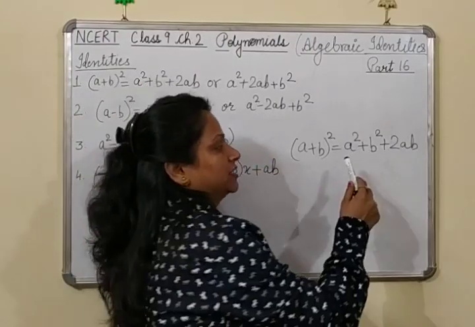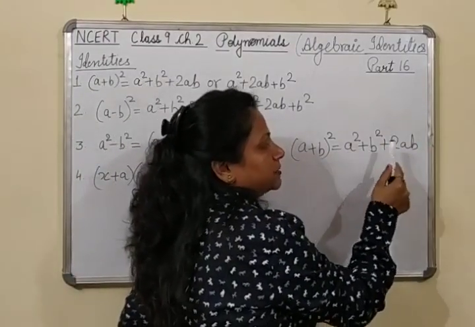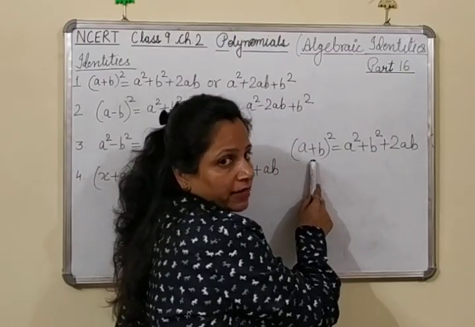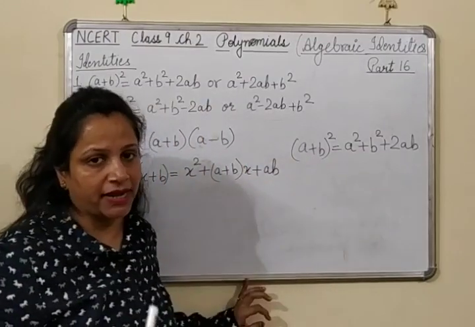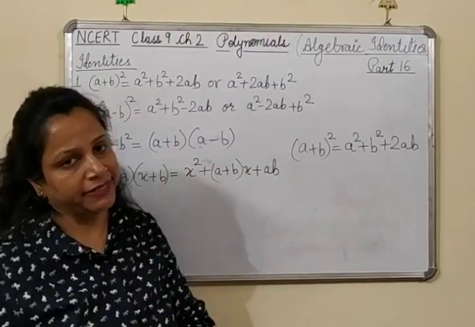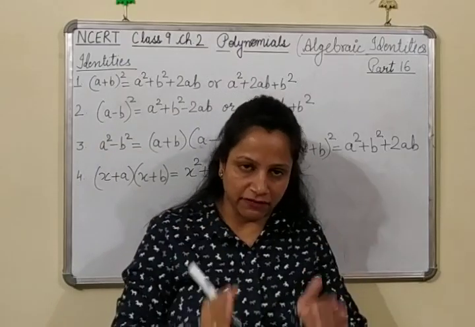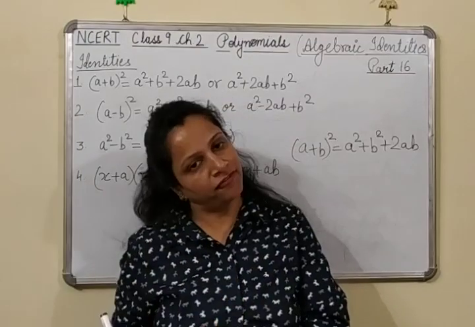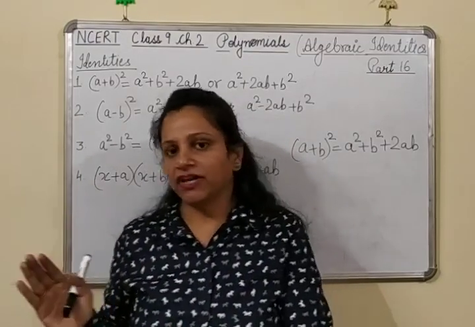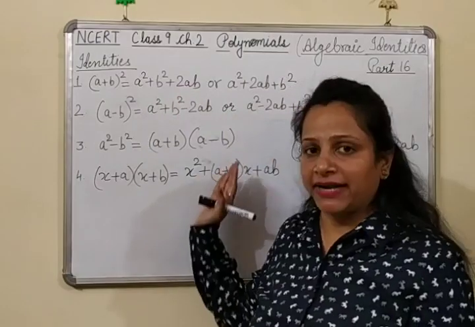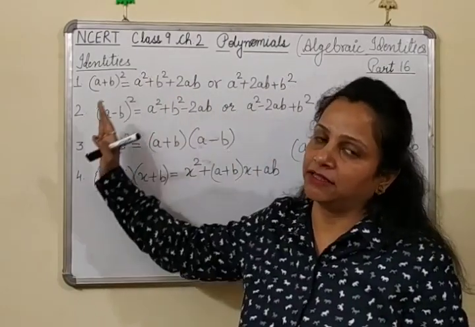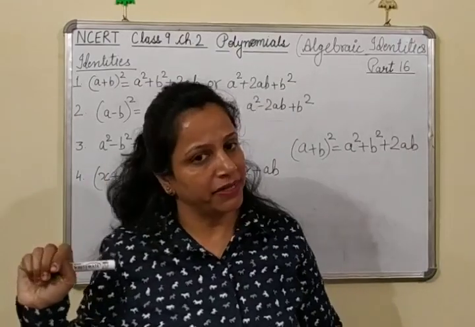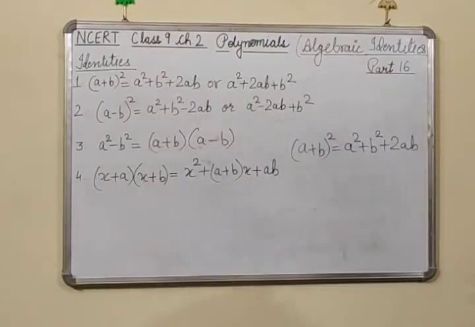If the question is given in the form a square plus b square plus 2ab, then we have to get the answer in short form. Am I clear? That means we can consider one as the left hand side and one as the right hand side. If we are given the question in the form of the left hand side, we are supposed to find the answer in the form of the right hand side. If we are given the question in the form of the right hand side, then we have to get the answer in the form of the left hand side. I hope this is clear. It will be more clear by the following example. So let us take the first example.